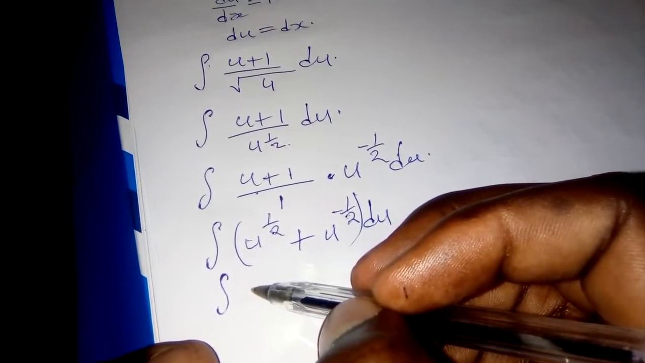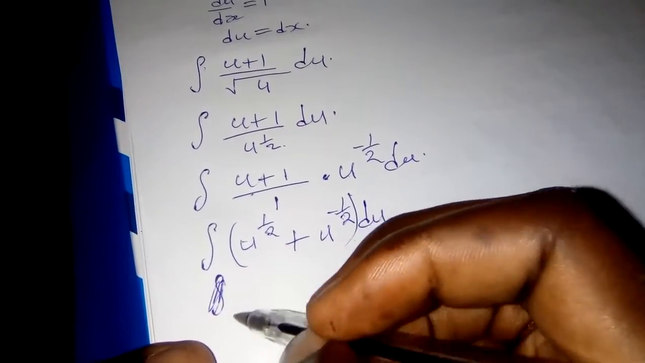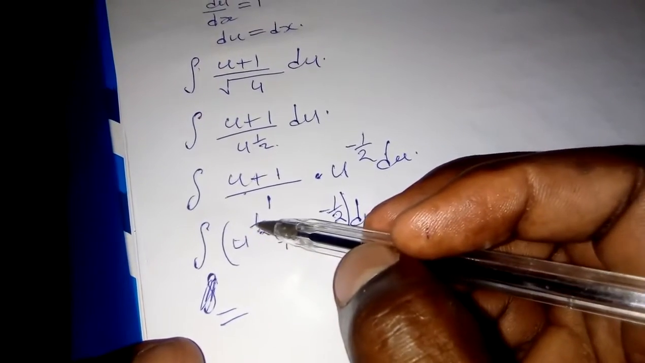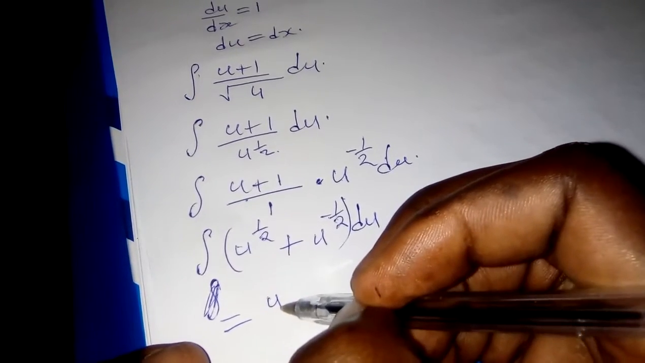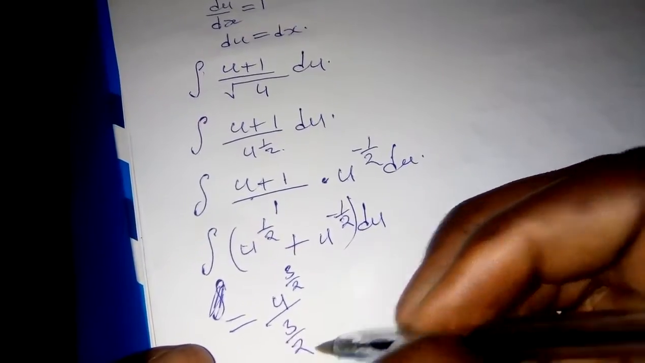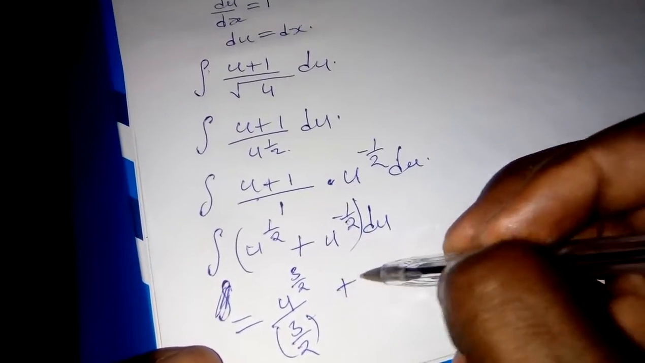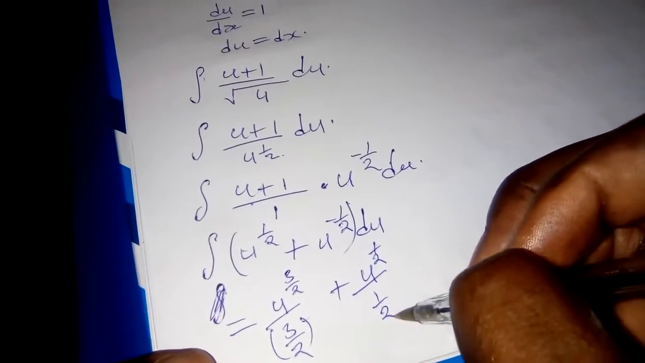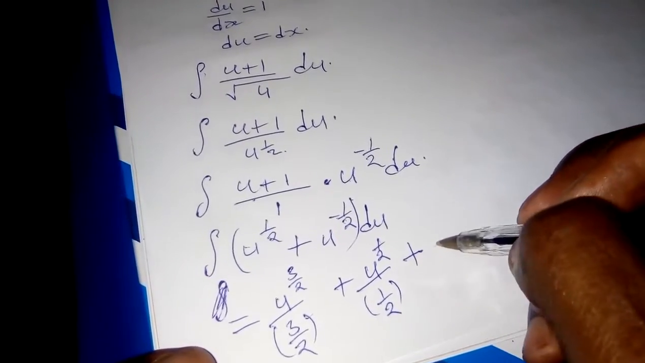When we integrate this, let me write equals now. We're just going to add 1 to the power. So half plus 1, you're going to get u to the power 3 over 2, over 3 over 2, and then plus u to the power half over half, and then plus our constant c.